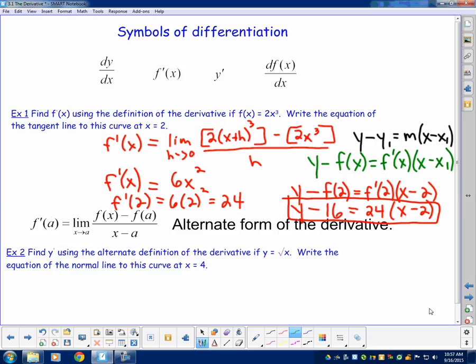I did 2 cubed, which is 2 times 2 times 2, or 8, times 2. There's a subtle difference here between these two, but there's a difference. f of x is talking about plugging into a different function than f prime of x. f prime of x will always be, with polynomials, 1 degree less than that.